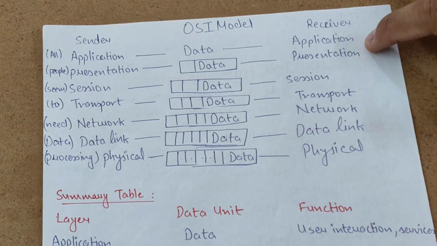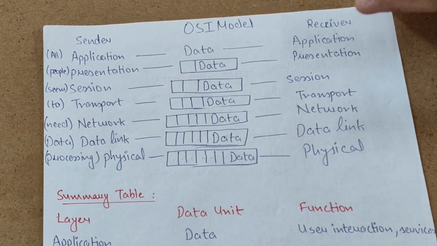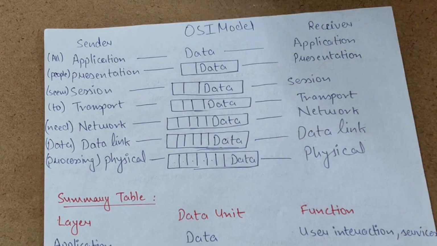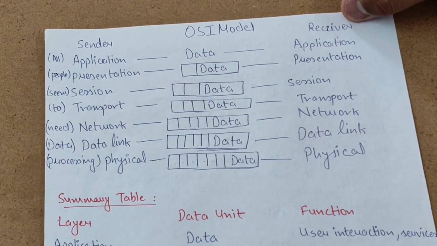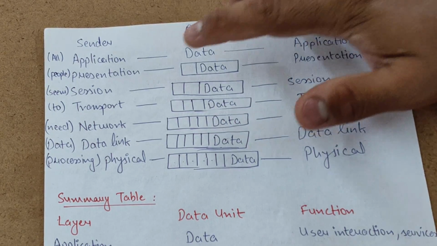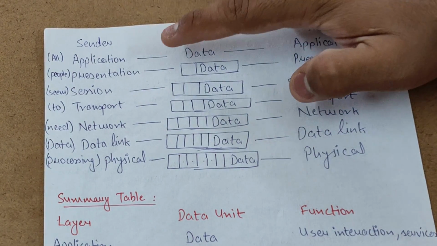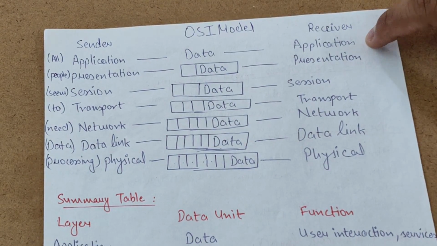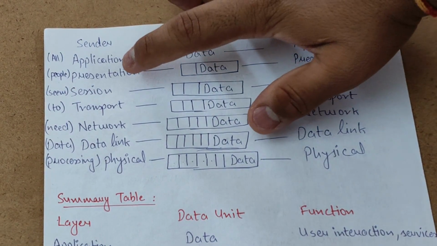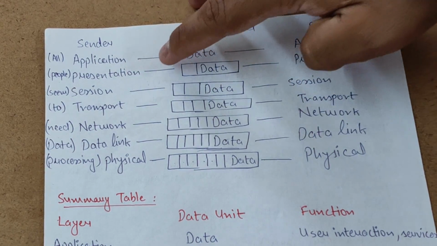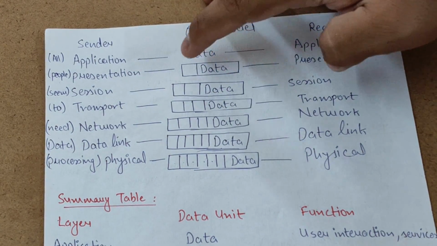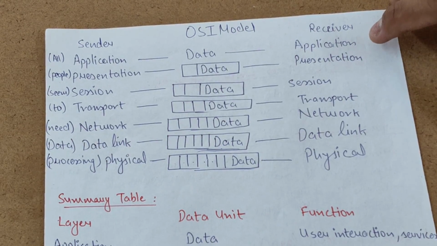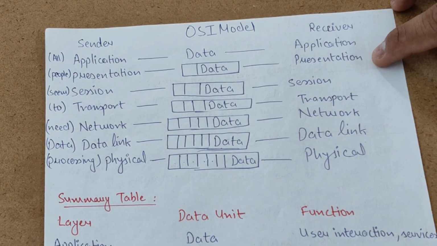So here is the diagram for the OSI model, and we have a sender that sends the data and a receiver that receives the data. We start from the application layer. The data is near to the sender and away from the receiver. The second layer is the presentation layer. The data is one block away from the sender and one block closer to the receiver.